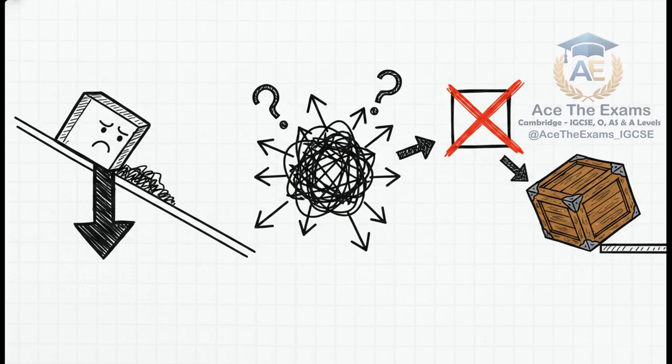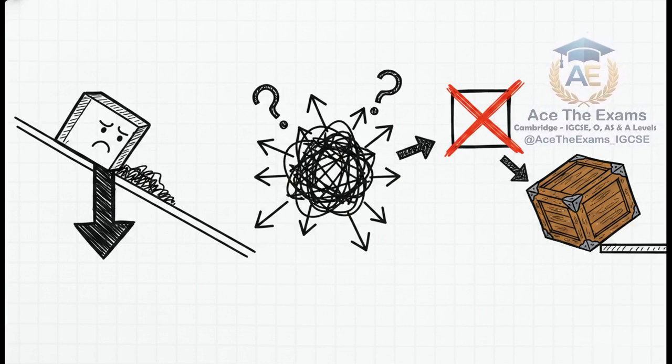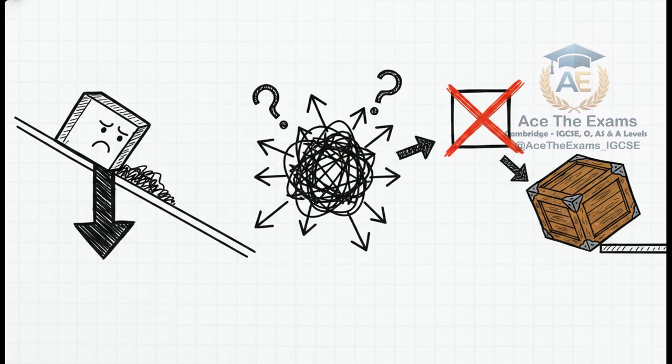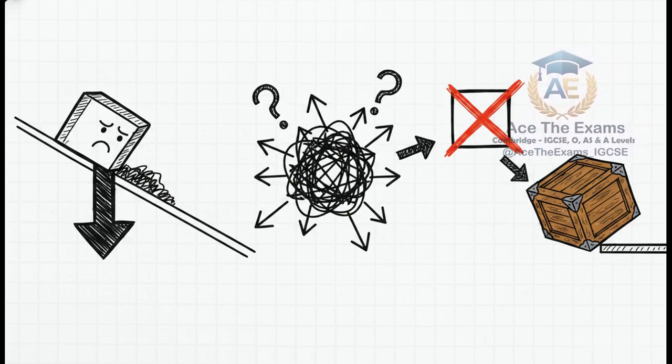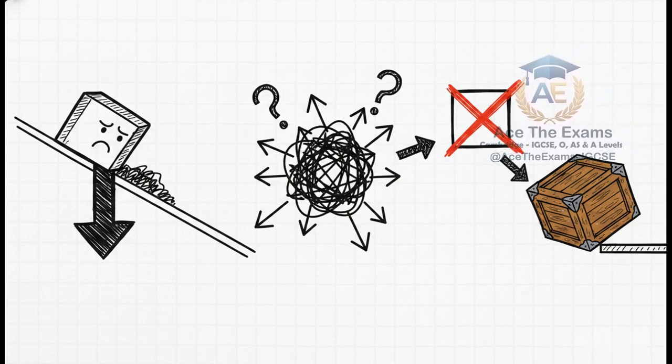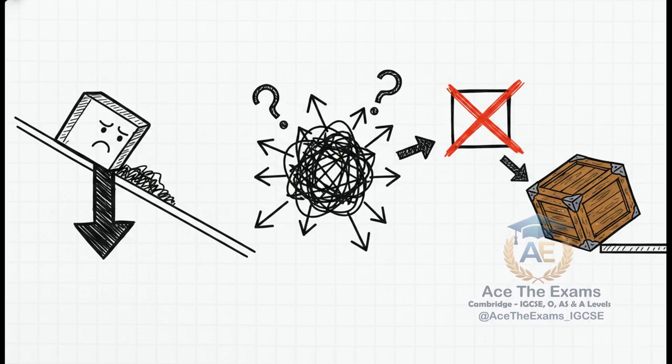Warning number 2 is forgetting presentation conventions. Like we discussed with Sam, not annotating his force directions. If an examiner cannot tell which direction you consider positive or negative, they cannot follow your logic, and they absolutely cannot give you method marks.